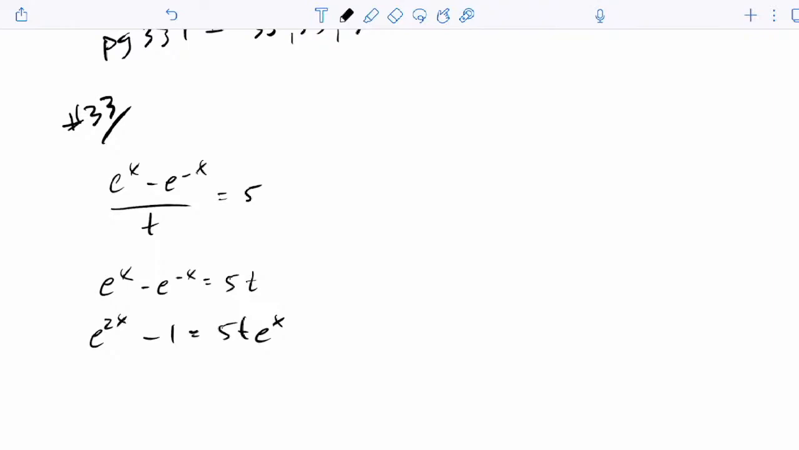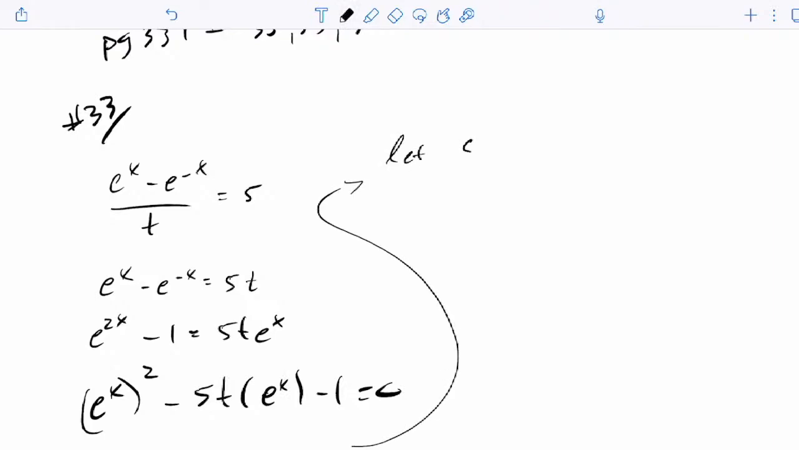Okay, so bring everything to one side. So this ends up being a quadratic. You get e to the x squared minus 5t e to the x minus 1 is 0. So the idea here is, if you're solving this one, this looks just like a quadratic. So I could let s equal e to the x. And this just becomes s squared minus 5t s minus 1 is 0. So you can solve this just like a quadratic equation, because this is in the form of a quadratic.